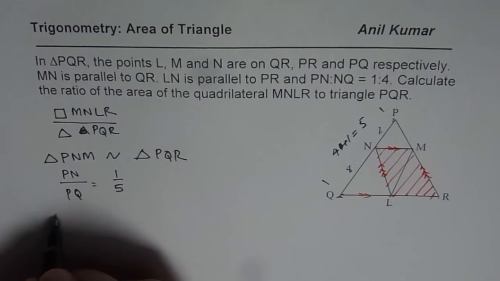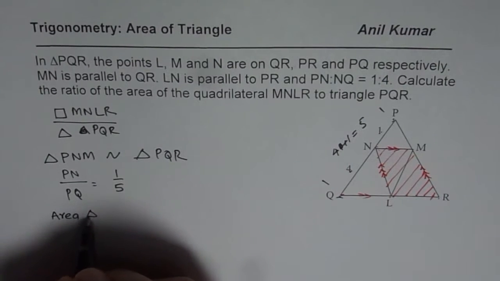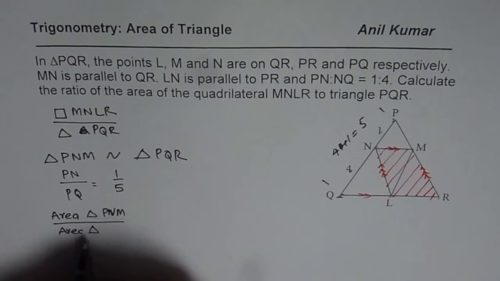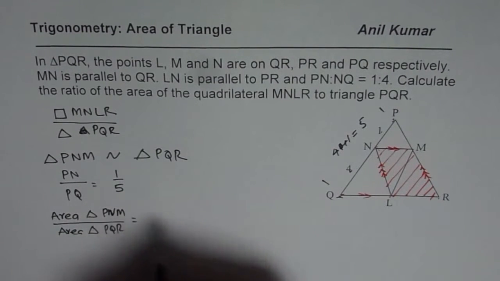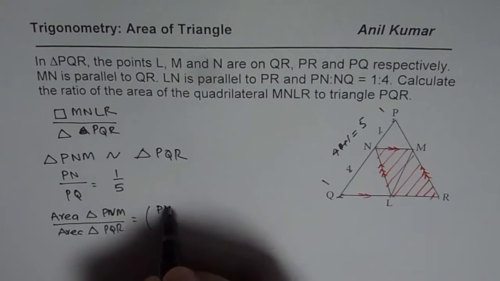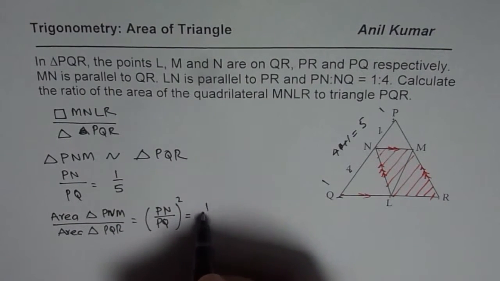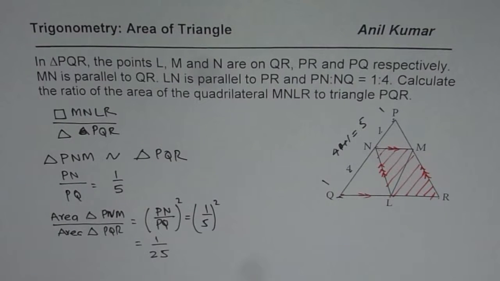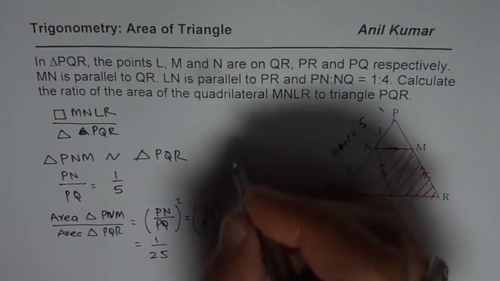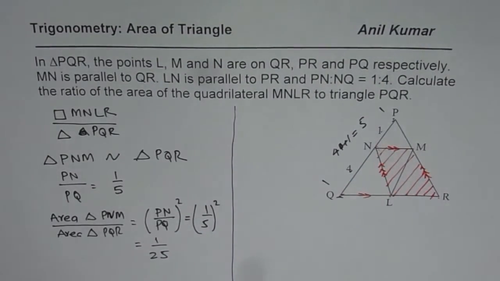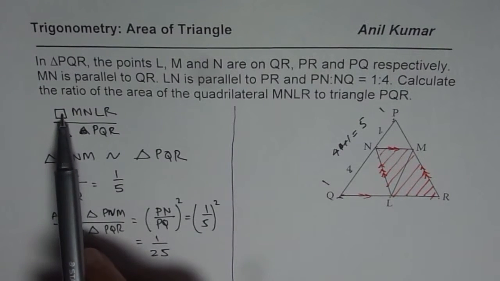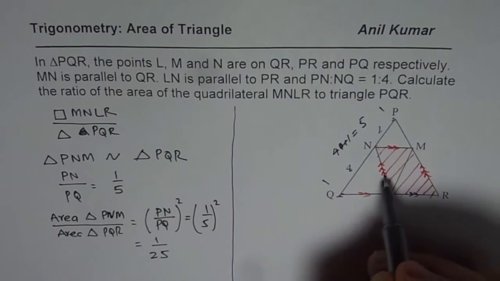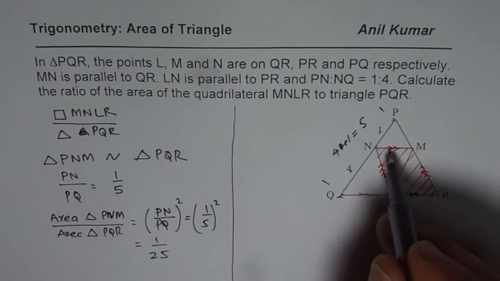In that case, what is the ratio of their areas? So the area of triangle PNM over the area of the big triangle PQR is what? Square, right? It is PN over PQ whole square, which is 1/5 squared. So I could write this as 1/25. You get my point. So that is what we have found so far. What we need to find is the ratio of the quadrilateral, a parallelogram here, to the whole triangle. These two sides are parallel, and these two sides are also parallel.